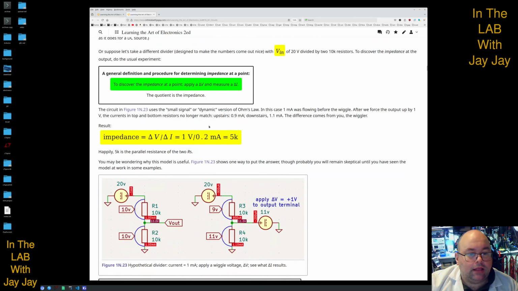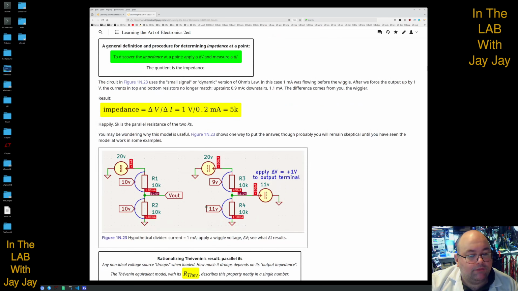It was what we did in our last circuit, which is here. We're just about to come up to it. So the figure 1N.23, which is the subject of the first video, this is the second video. The first one, the one we did last week, was this 1N.23. It uses the small signal or dynamic version of Ohm's law. In this case, 1 milliamp was flowing before the wiggle. After we force the output up by 1 volt, the currents in the top and bottom resistors don't match. The reason for that is there's an extra current induced by our new power supply, the wiggler.